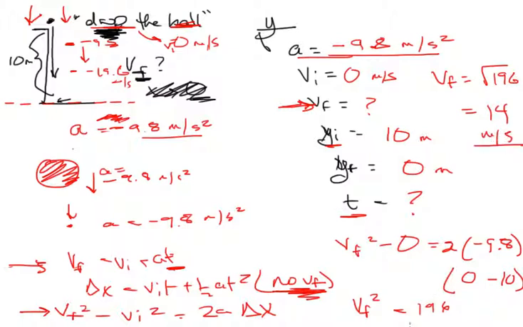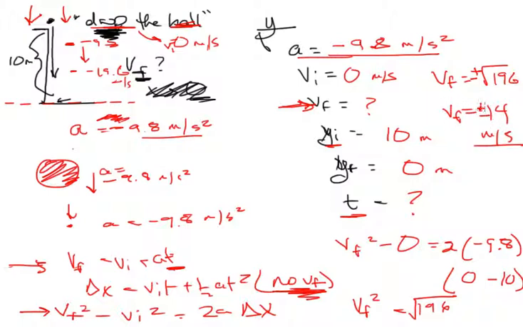However, remember from back in the day, middle school, when you take the square root of a number, you're actually taking the plus or minus, right? Because the answer is not just 14, it's plus or minus 14. And that's important because this is your answer. V final is plus or minus 14.